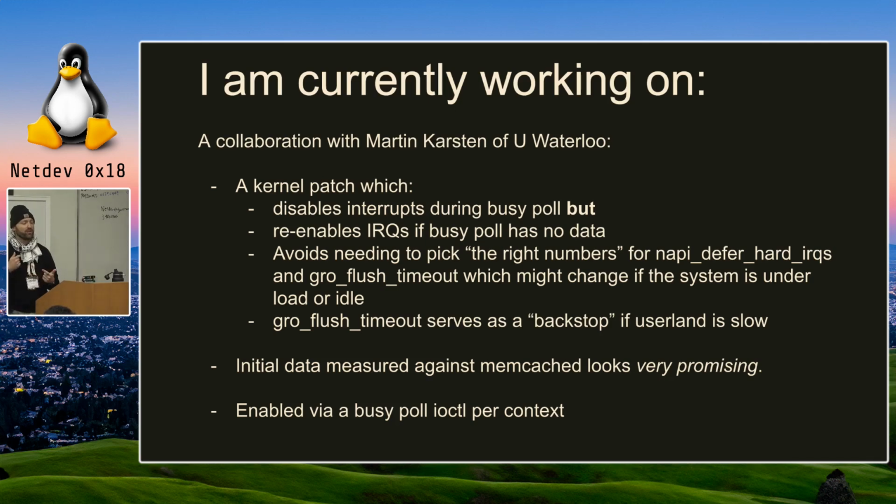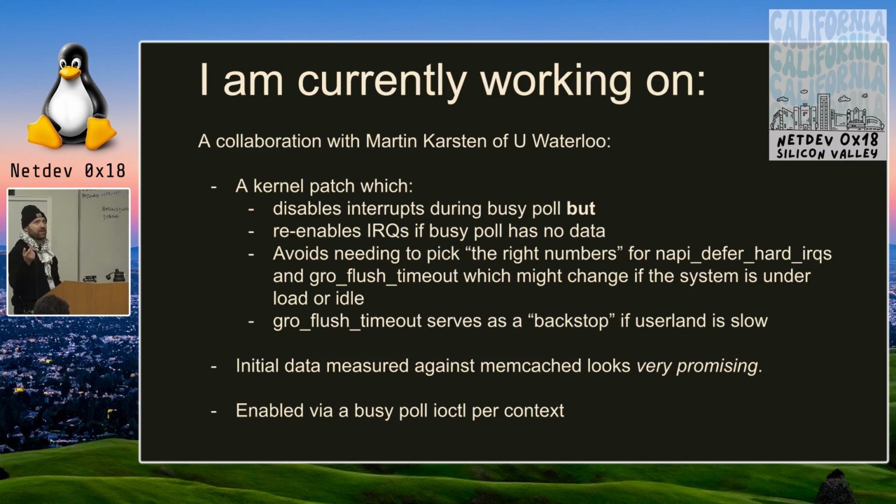When you are calling epoll wait and beginning your busy poll process, the patch will disable interrupts during busy poll, but if busy poll comes up with no data and says there is no data for me to harvest, then interrupts are aggressively re-enabled. And this allows you to avoid having to pick the right numbers for defer hard IRQs and gro flush timeout, which could change whether the system is under load or idle. In our patch, we're just using gro flush timeout as a backstop. If things take too long, then the gro flush timer will fire and keep everything going. We've been testing this. It's a relatively small patch, only a couple lines of code.